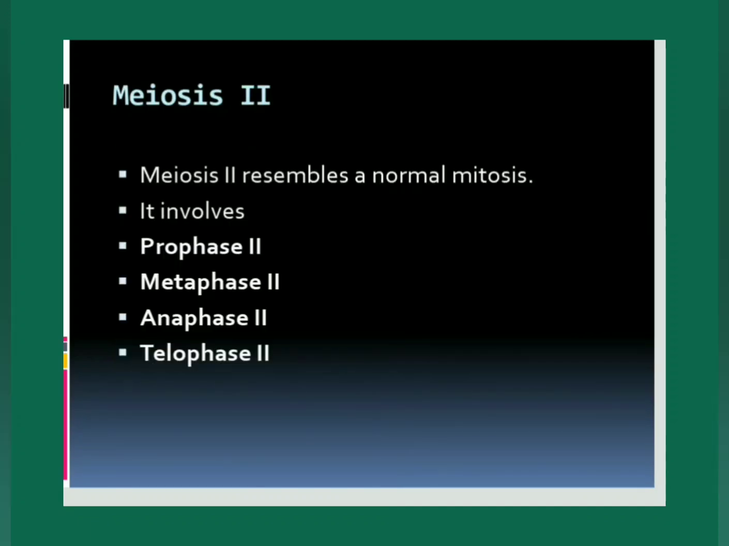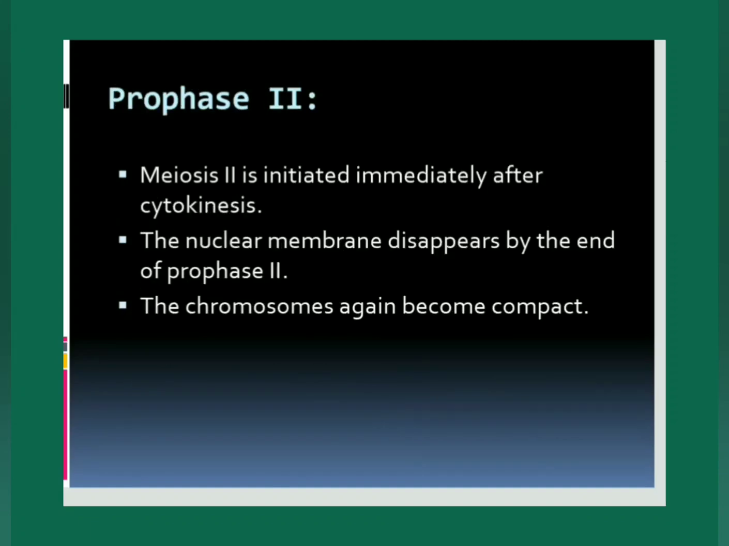After that meiosis 2 will start. Again it involves prophase 2, metaphase 2, anaphase 2 and telophase 2. Let us discuss one by one. First, prophase 2 of meiosis 2 resembles a normal mitosis. Prophase 2 is initiated immediately after the cytokinesis. The nuclear membrane disappears by the end of prophase 2.